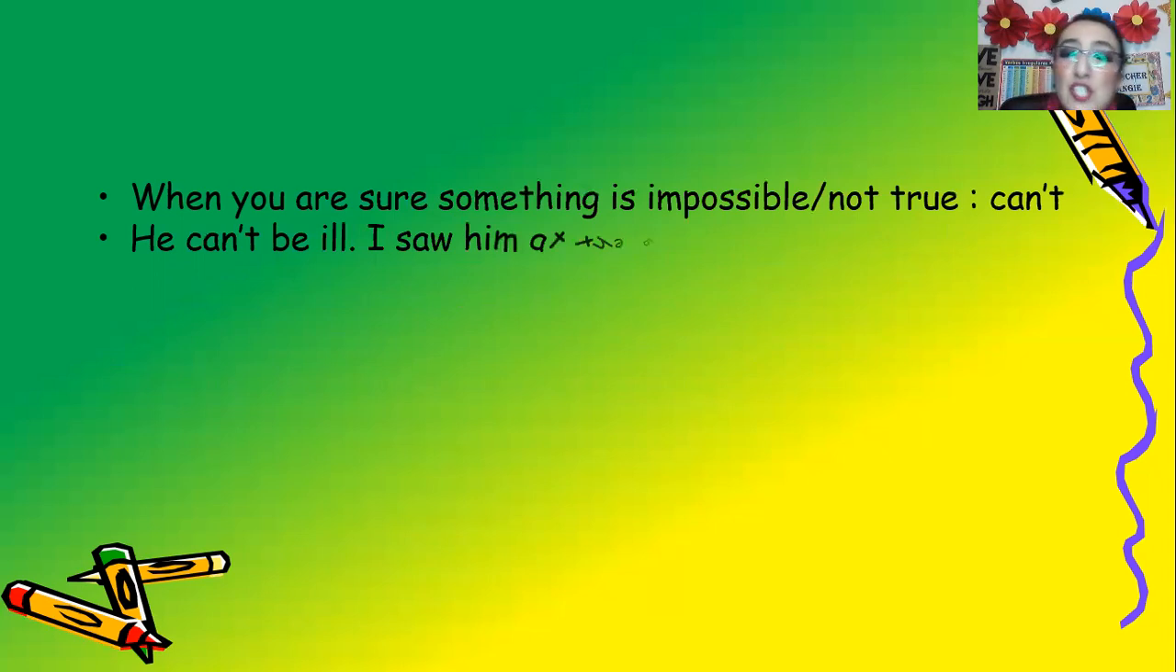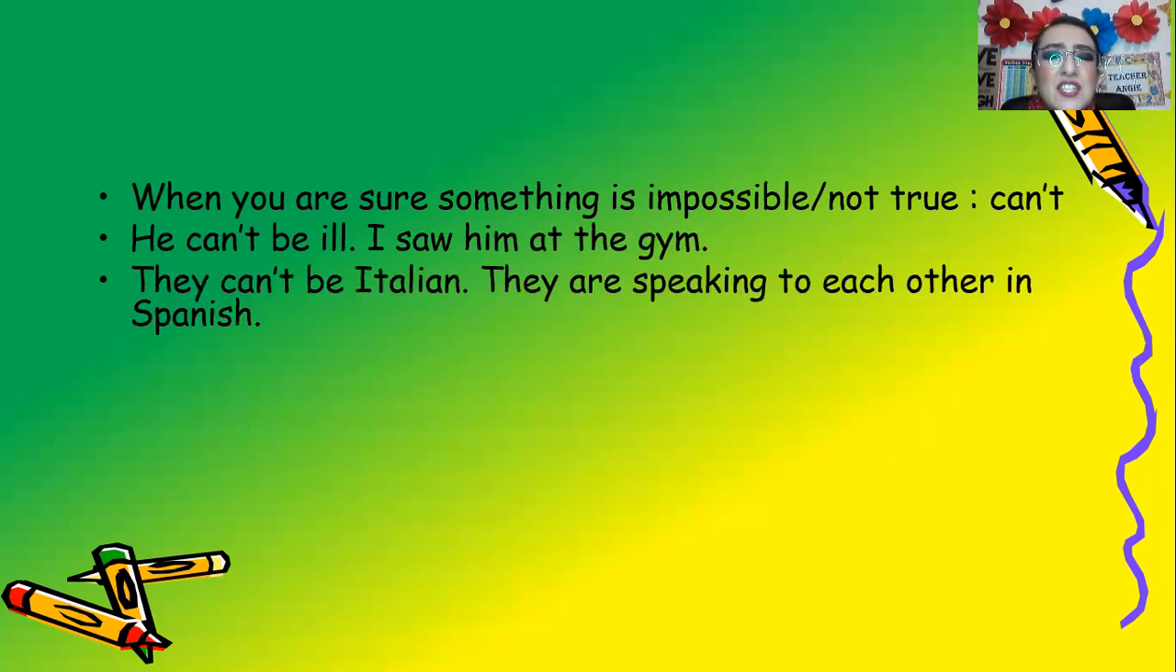When you are sure something is impossible or not true, we use the modal verb can't. He can't be ill. I saw him at the gym. They can't be Italian. They are speaking to each other in Spanish. Cuando tú estás súper seguro, súper segura que algo no es posible, que no es verdad, utilizas el can't. Él no puede estar enfermo. Lo vi en el gimnasio. Ellos no pueden ser italianos. Están hablándose en español.